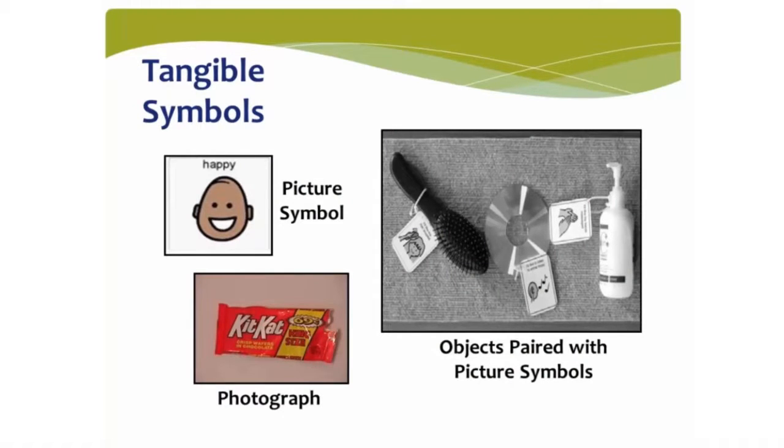There's a picture symbol, a photograph, and objects paired with picture symbols. So the objects by themselves would be the most concrete. When you're getting ready to move on, you take that thing they already know, the brush, and put the new thing with it, so that they learn, and then you can take away the brush and they understand the picture symbol. A photograph is more concrete than a picture symbol or a line drawing.